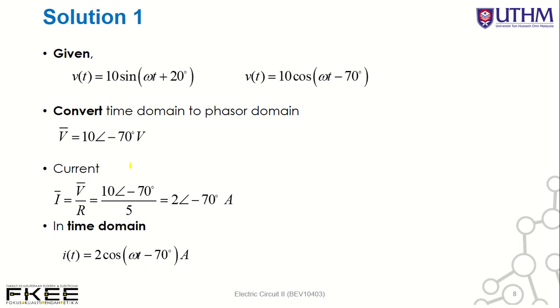From the circuit you can determine the current by applying Ohm's law, V equal to IR, so I equal to V over R. This is from the circuit. V in the phasor domain, or in polar form, divided by R, so you can get the current. From the phasor domain you can transfer back to the time domain. So small i(t) equal to 2, make sure cosine(omega t minus 70 degrees) amperes.